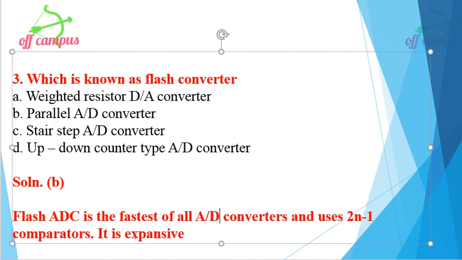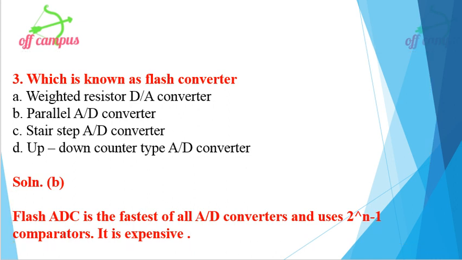The flash converter comes under analog to digital converters and uses 2 power n minus 1 comparators. The number of comparators is 2 power n minus 1, and it is very expensive. So the parallel AD converter, another name of the flash converter, is the fastest among all analog to digital converters and uses 2 power n minus 1 comparators. It is very expensive. Then move on to the next question.